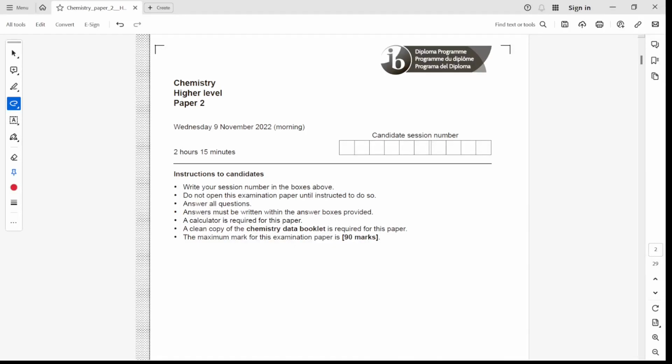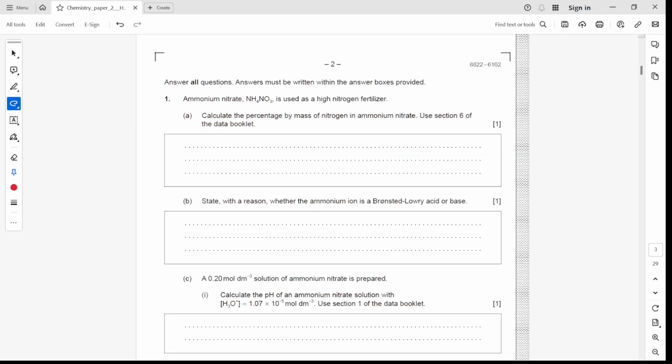Hello guys, today I want to cover the first problem from IB Chemistry HL paper 2. It was a November session last year, so let's get started.